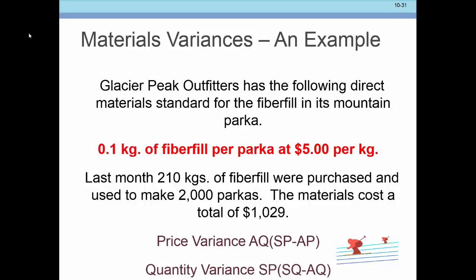And so now I just do the math. $5 times the negative 10, what's that? Negative 50? And it is unfavorable, isn't it? Because I was supposed to only use 200 kilograms of this fiber fill material, and I used what? 210, didn't I?